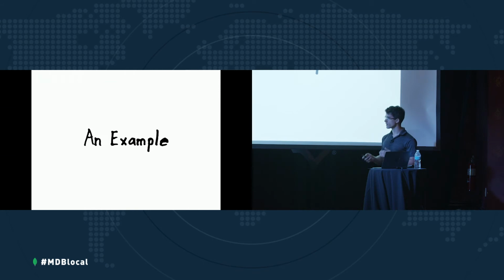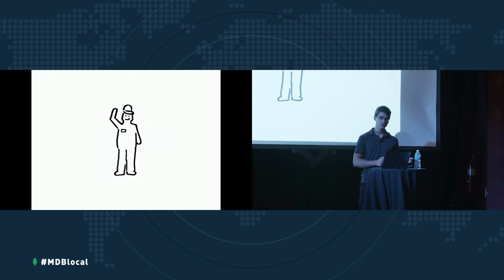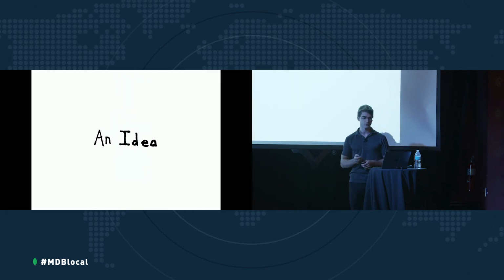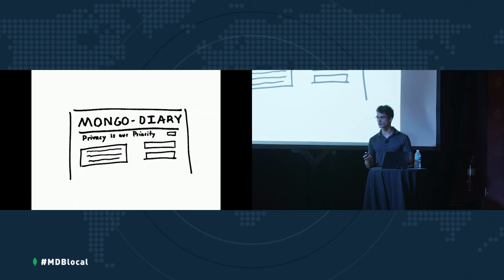Cool. So that covers all the fine print stuff. And I want to go back to an example. So Doris here notices what we've been up to with our scheme of putting things in vaults, and she gets an idea because she sees how much we value our privacy. Her idea is to create a web app called Mongo Diary. It's a microblogging service where privacy is the top priority.